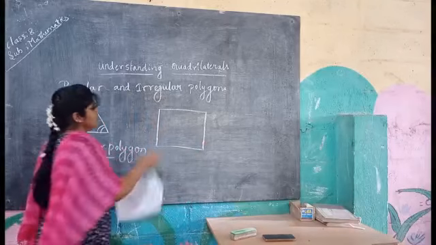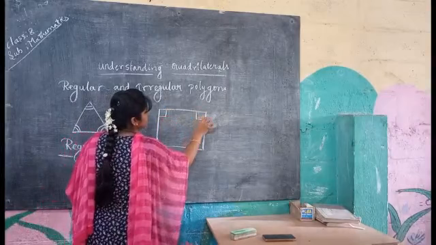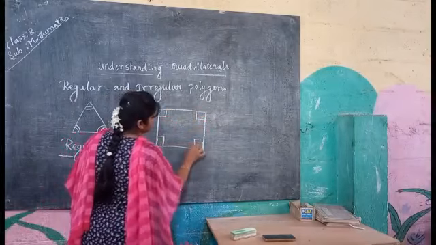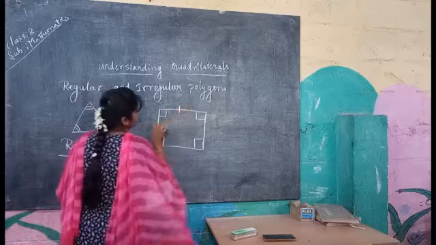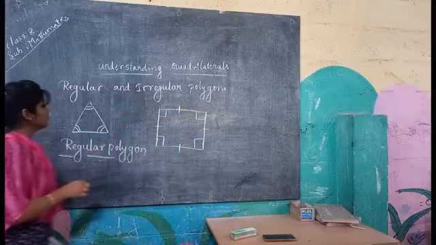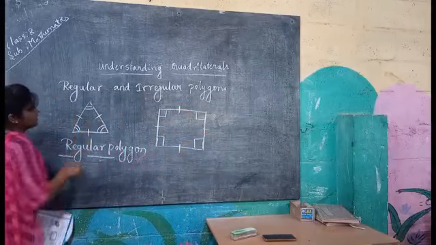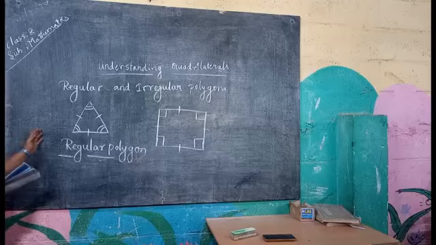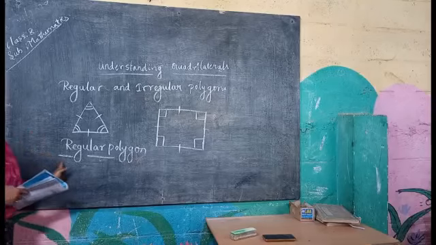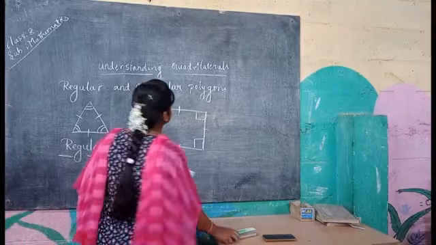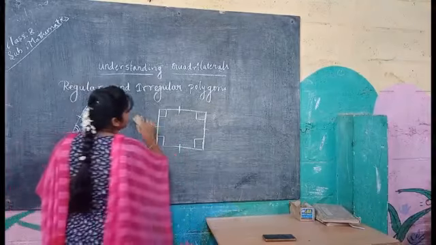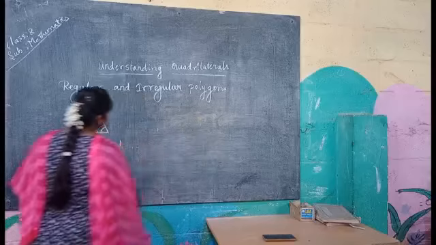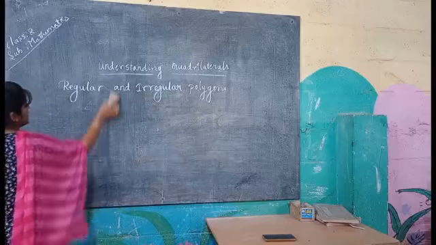Now, one more example for this is the square. In the square also, all sides will be equal. That line shows that all sides are equal. These are called regular polygons. Now, we'll see the irregular polygons. What all comes under the irregular polygons? We'll see about the irregular polygons now.